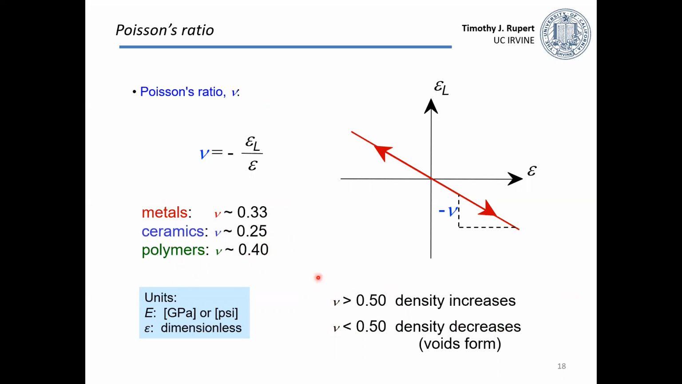So plastic deformation, when that's occurring, we're not changing the volume of our sample. So Poisson's ratio equal to 0.5 means the volume is staying the same. And in contrast, if we have Poisson's ratio higher than that, it means the density is increasing. If we have a Poisson's ratio less than that, it means the density is decreasing. And that could happen if voids were forming inside of your material.